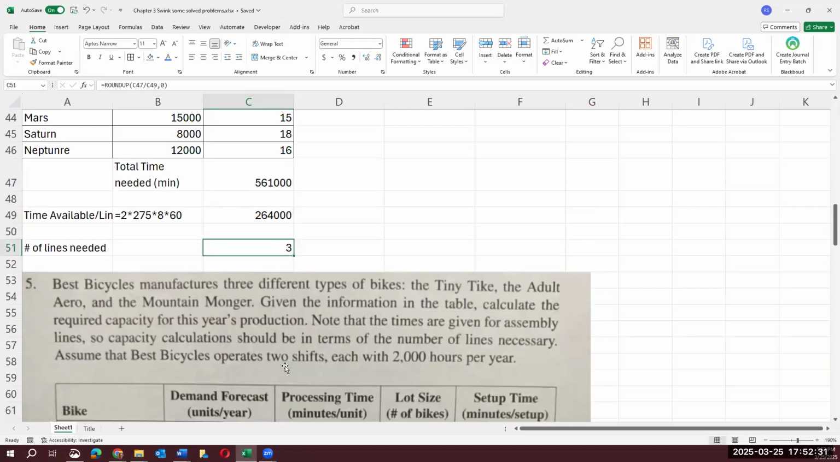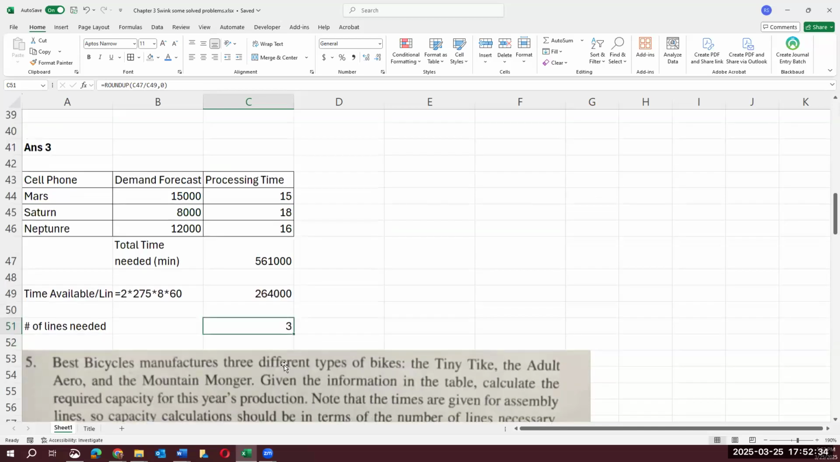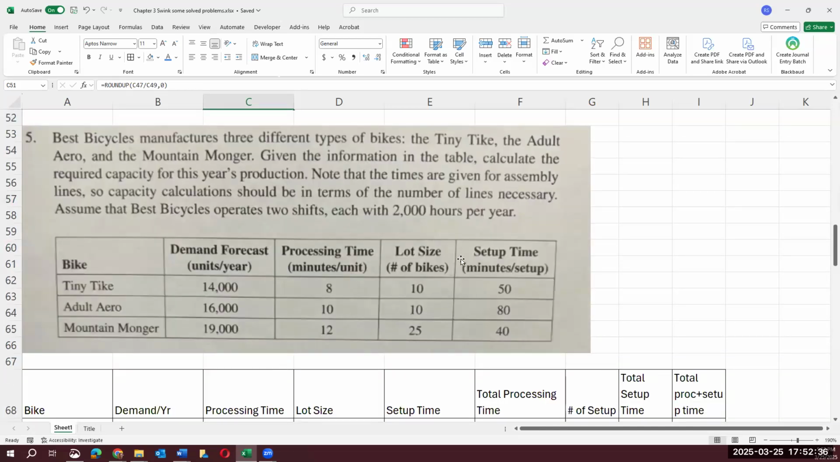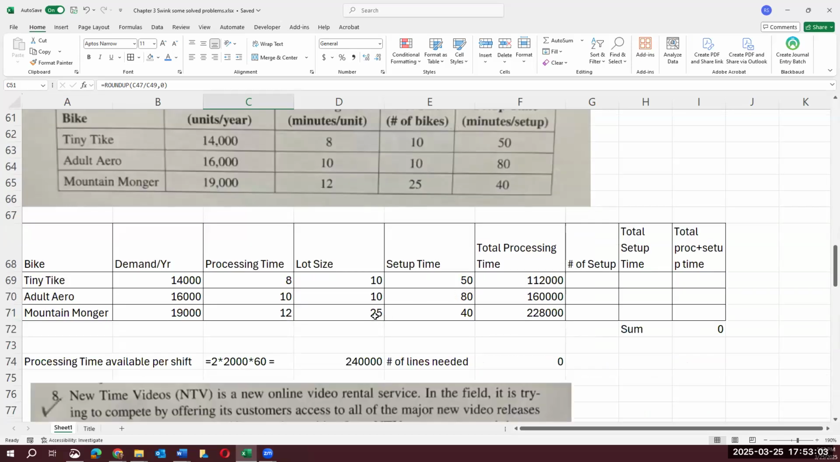Number 5 is very much similar to the number 3 problem, but here they are telling you that you also have setup time. It looks like every time you load up the machines, you can load up only 10 bikes per lot, and each time you take those 10 off and then set up another machine, raw material, equipment, etc., it takes 50 minutes to set up. So how will you do this problem? Well, you will have the processing time, plus you will have to worry about the setup time. So this is what I have.